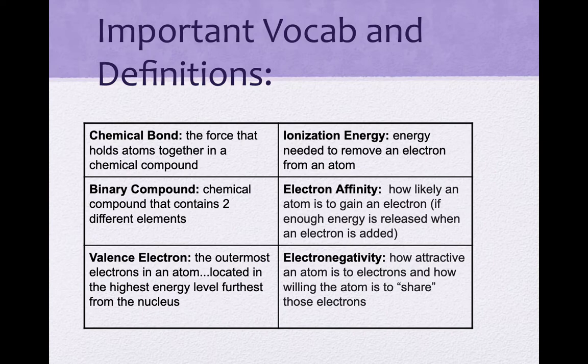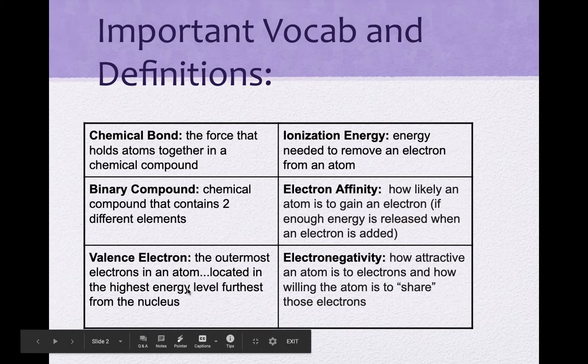I will often refer to a binary compound. A binary compound is a chemical compound that contains two different elements. So it could be NaCl, H2O, CO2, as long as it has two or more different elements. Valence electron is the outermost electron in an atom. It's located in the highest energy level, furthest from the nucleus.